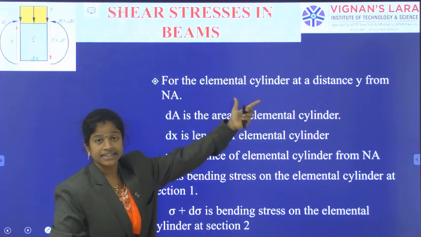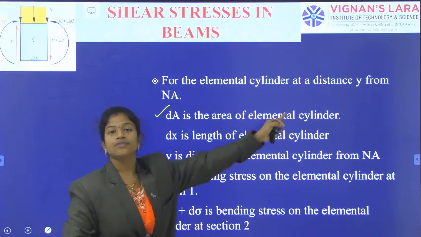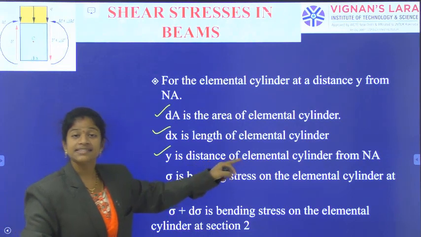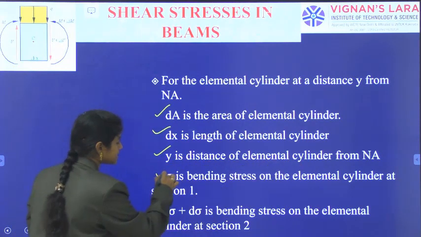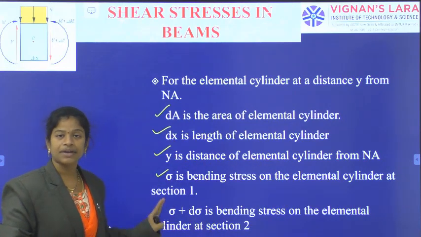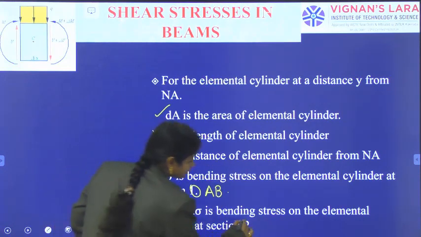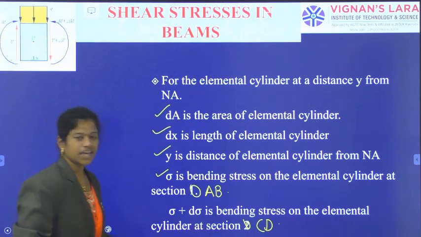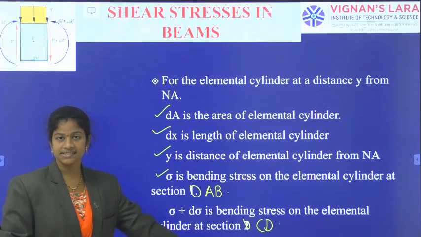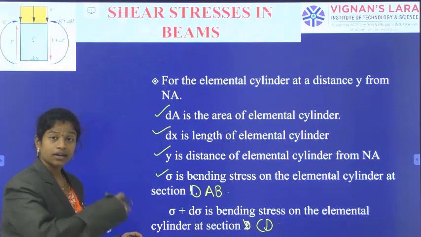For the elemental cylinder which is at a distance y from the neutral axis, let dA be the area of the elemental cylinder, dx be the length of the elemental cylinder, y be the distance of the cylinder from the neutral axis, and sigma be the bending stress on the elemental cylinder on the section AB. We can indicate it as section 1, 2 or section A, B, C, D. Throughout I am taking only section AB and section CD, right?